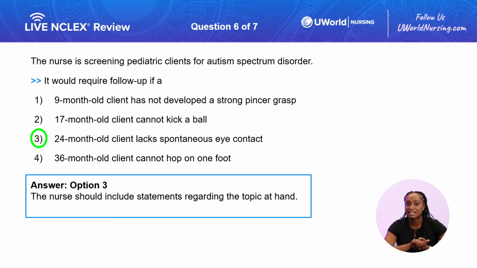Same with option 4, that 36-month-old client cannot hop on one foot. That's a lot of balance for a 3-year-old to be able to do. If they are, they're exceeding, but we're not expected to see a 36-month-old client hop on one foot. But we are expected to see a 24-month-old client give you eye contact. So if not, maybe start screening for autism.